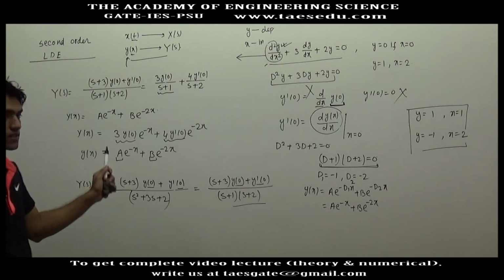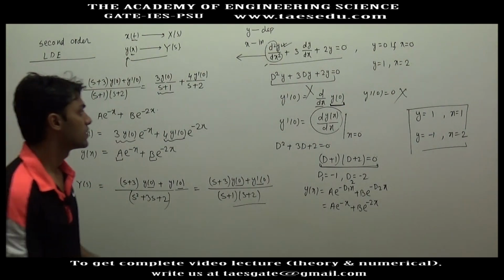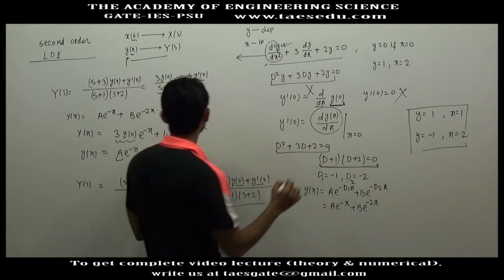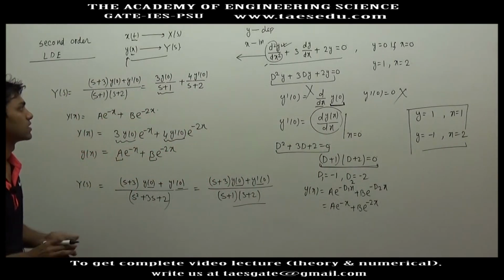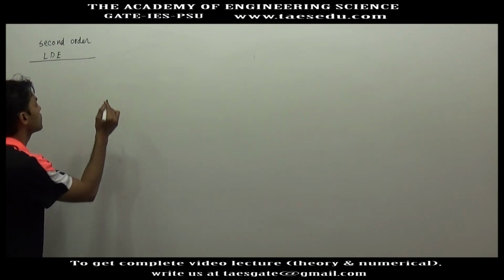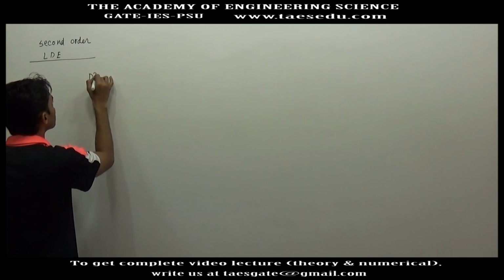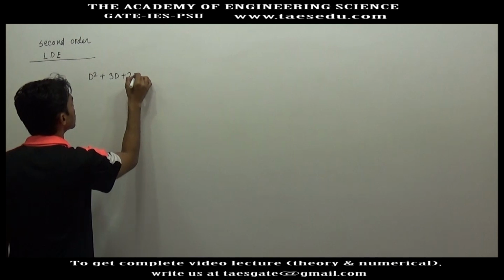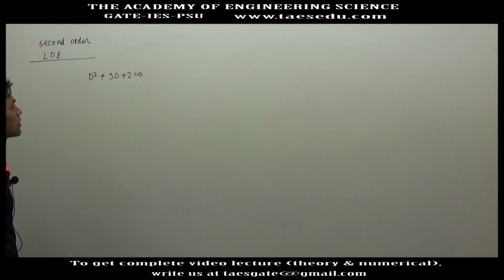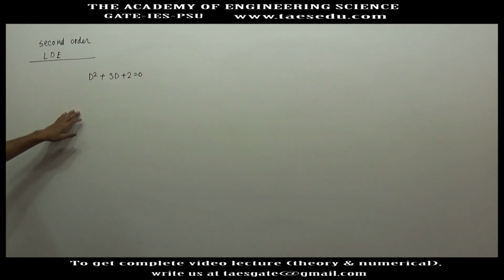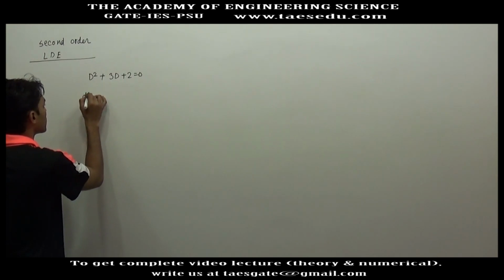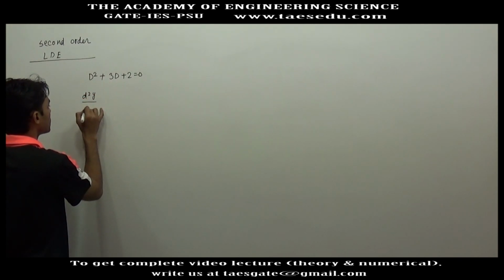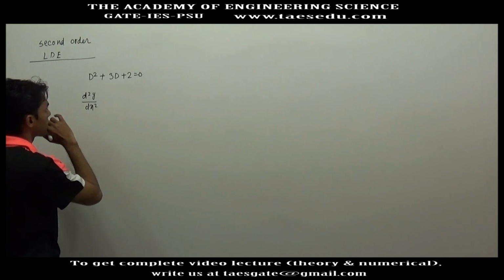So from all this exercise I wanted to convey that this method is no different than the method of Laplace. So we have done this type of d square plus 3d plus 2 equal to 0. Now I will go to another type, let's say d2y by dx square.